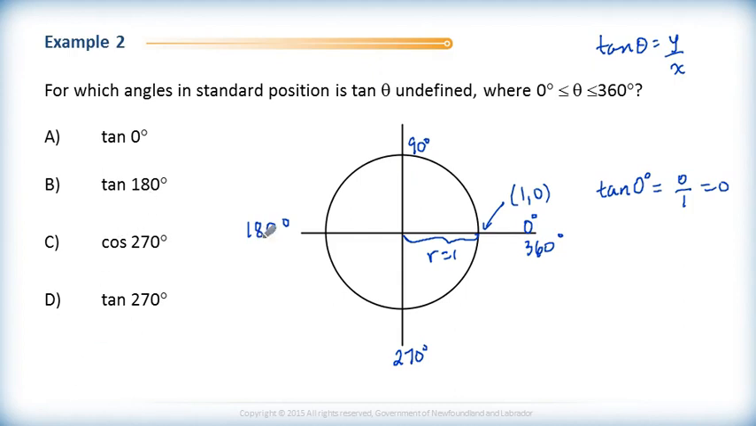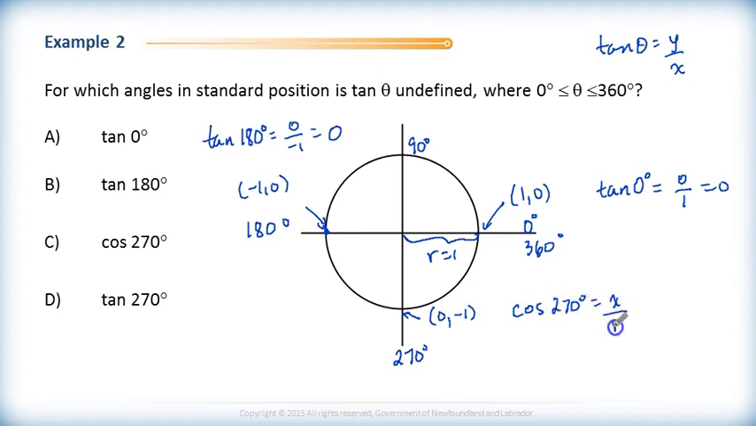Let's go to 180 degrees. Coordinates down here are at negative 1, 0. The tan of 180 degrees is equal to 0 over negative 1, which is 0. That's good, no problem there. Now down here, 0 and negative 1 would be the coordinates. Cosine of 270. That's your x value over your r value. Well, that's only 0 over 1 because the radius, don't forget, is 1. So that's okay, that's not undefined.